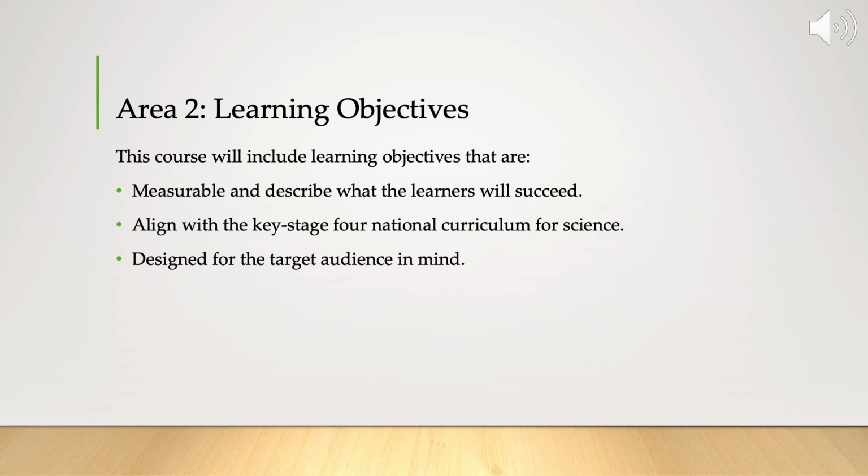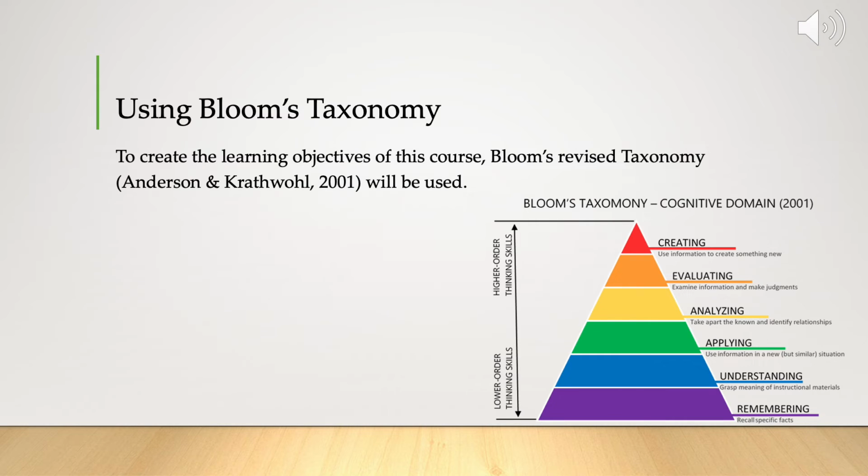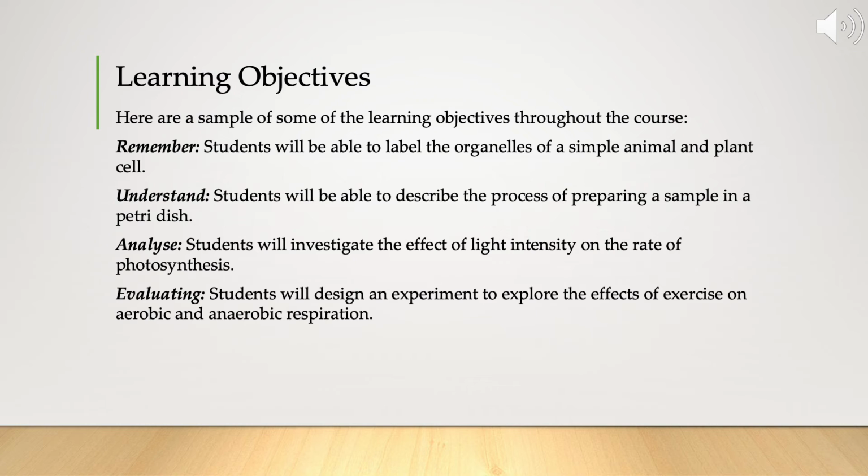Area 2 is Learning Objectives, and this course will include learning objectives that are measurable and describe what the learners will succeed, align with the Key Stage 4 National Curriculum for Science, and are designed for the target audience in mind. To create the learning objectives of this course, Bloom's revised taxonomy will be used. Here are just a sample of some of the learning objectives that will be used throughout this course.